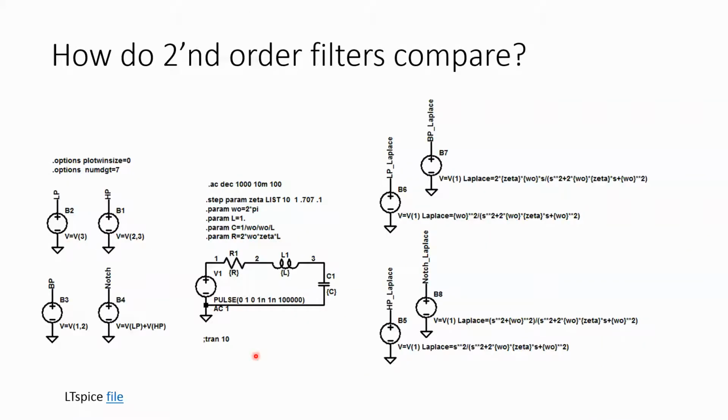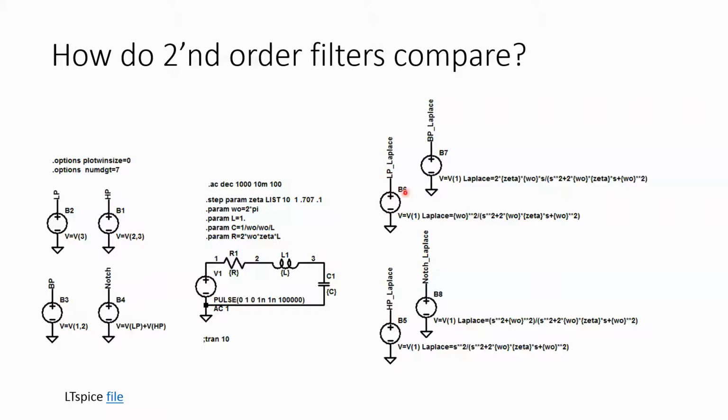But how do second order filters compare? Well, what I have here is an RLC circuit labeled with nodes 1, 2, and 3, and you can create the four major filters from that. So the low pass is coming off of the capacitor. For the high pass, we're taking the voltage from node 2 to 3. The band pass from node 1 to 2. And the notch, we're just adding the low and the high pass.